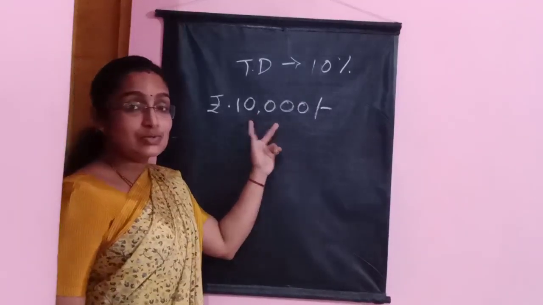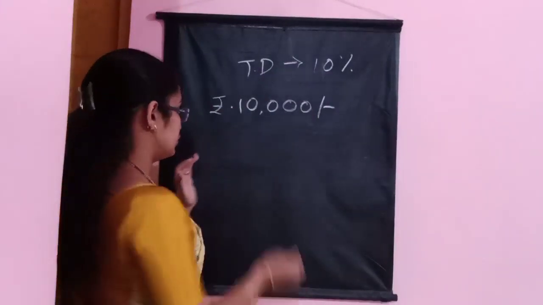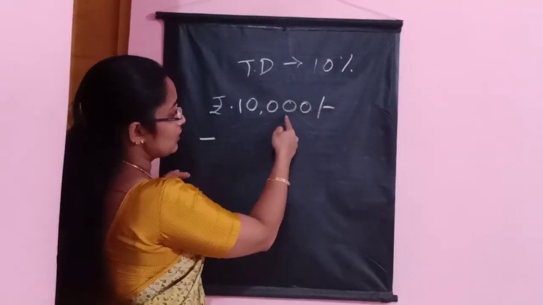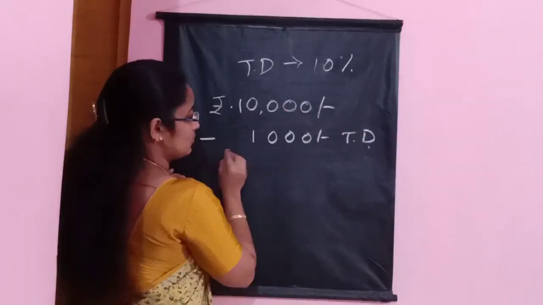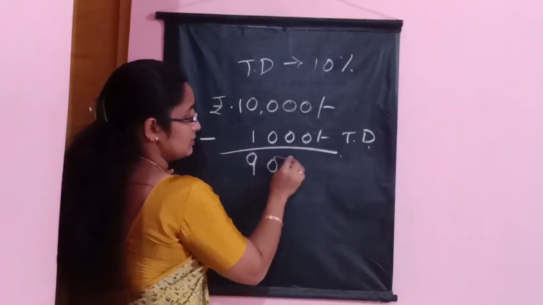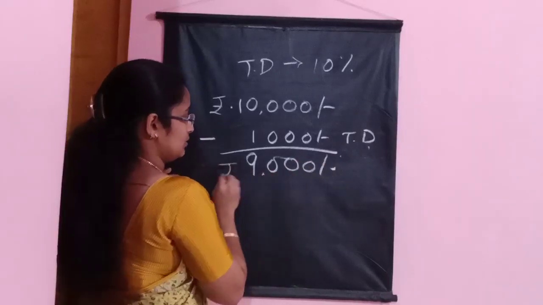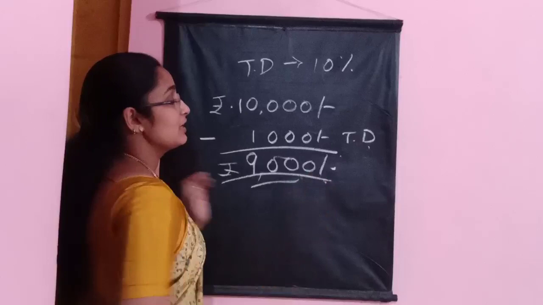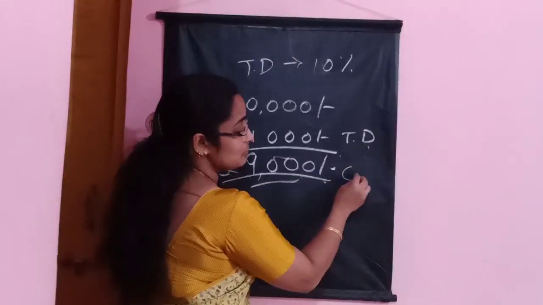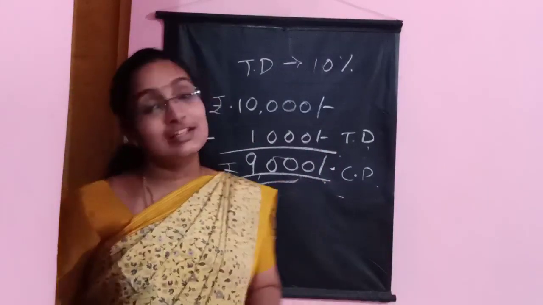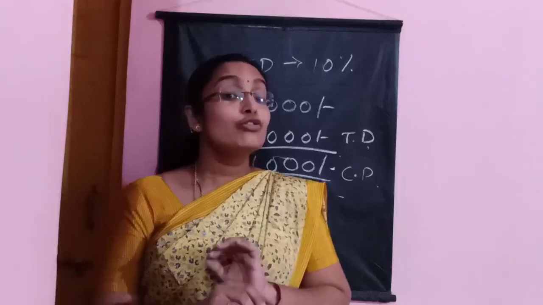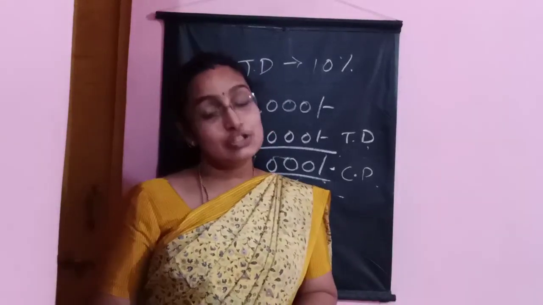So, from 10,000, this 10% of trade discount has to be reduced. The 10% of 10,000 is 1,000 trade discount, which will give us 9,000 rupees as the cost price of the goods. And this amount of 9,000 is to be recorded in the books of accounts. But no entry for the trade discount has to be made in any of the books. Let's now see what cash discount is.